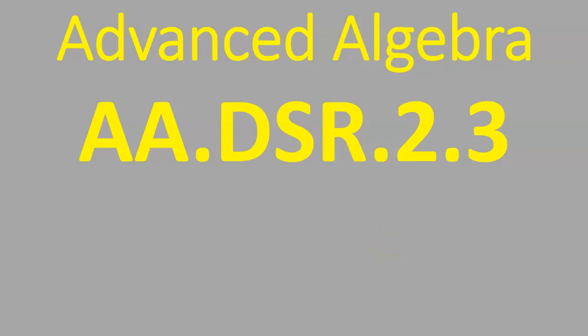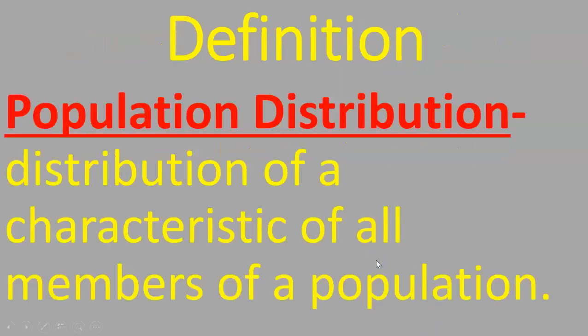Advanced Algebra, Data and Statistical Reasoning 2.3. Let's look at some definitions. A population distribution is a distribution of a characteristic of all members of a population.